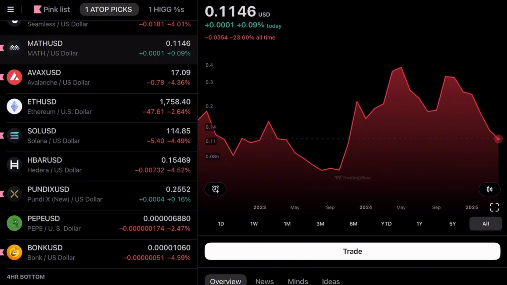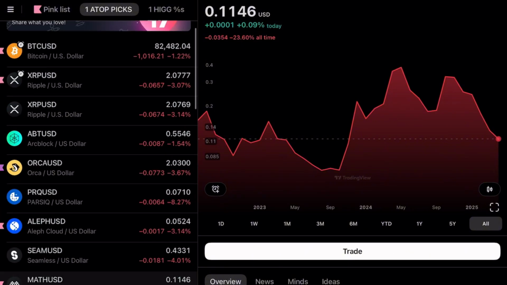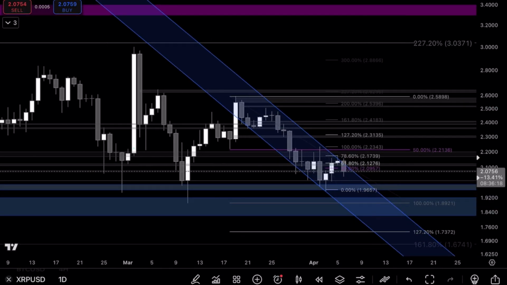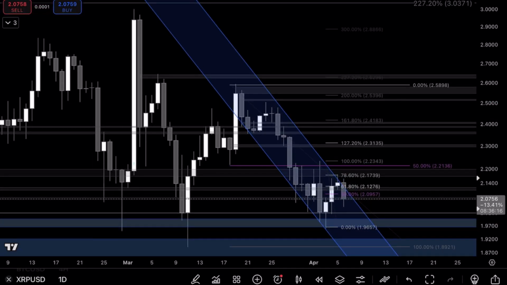So that's pretty much it. Right now, I've just got my eye on XRP and the other charts that I just showed, and Bitcoin, for quick trading opportunities.